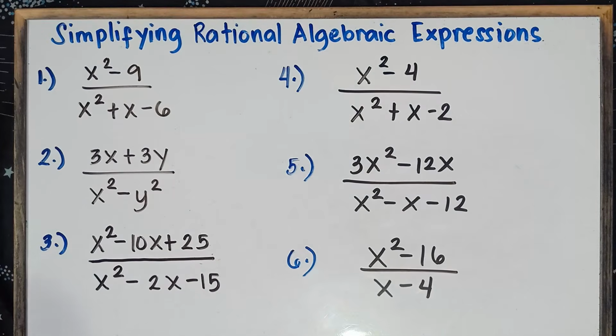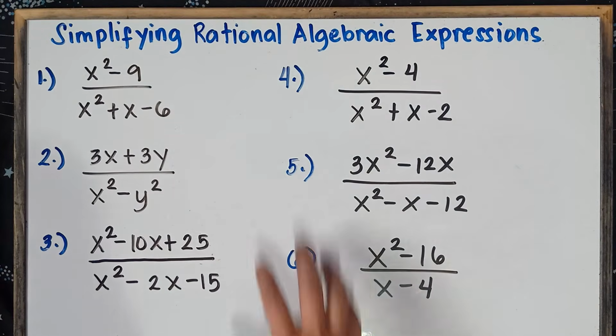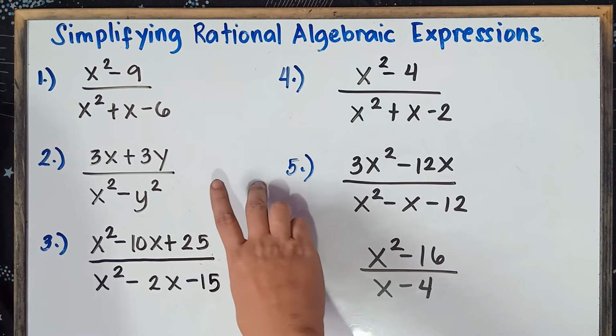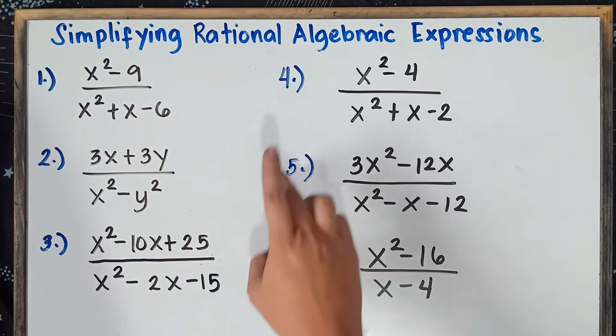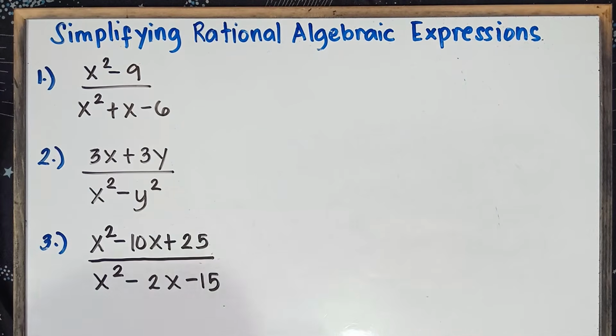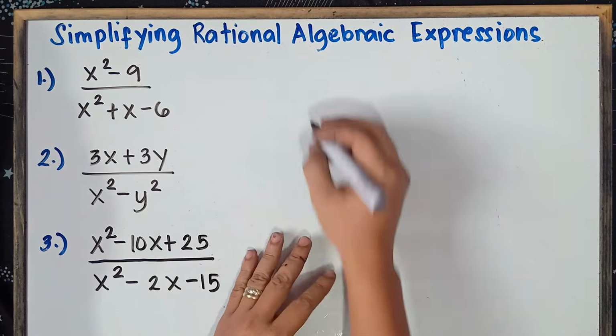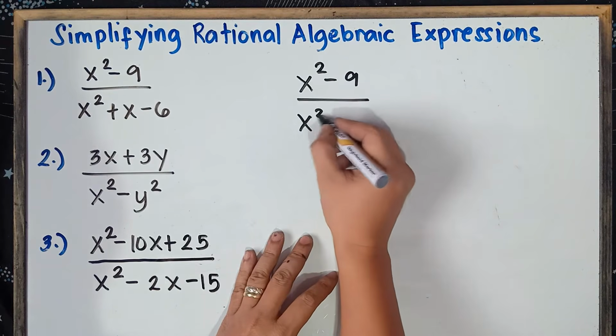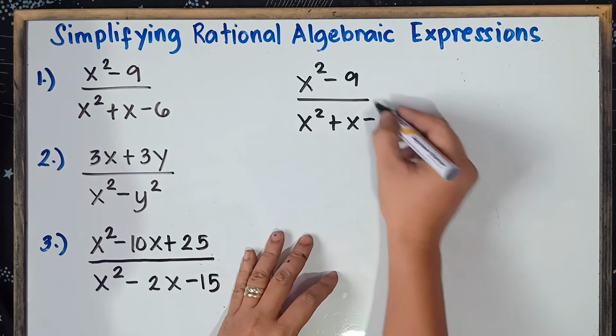Alright, so let's start with our given example. Before that, I need to erase this, because we need to explain this step by step. So let me just erase numbers 4, 5, and 6. Alright, let's start with example number 1. Our given is x squared minus 9 over x squared plus x minus 6.